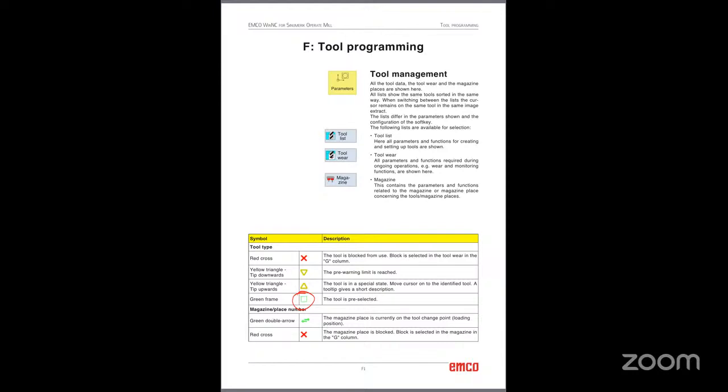Then the double arrow. So there is a double arrow. That means the tool is now in the tool change position, and you can change the tool. If you see a double arrow, that means the tool is in tool change position so that you can change the tool from the magazine to the spindle. The red cross means the magazine has blocked that pocket, so that pocket we will not be able to use.